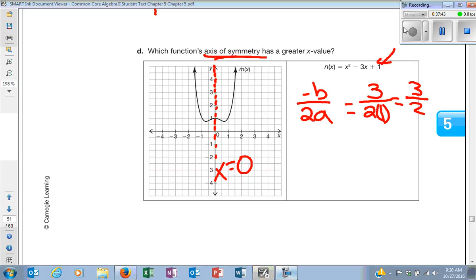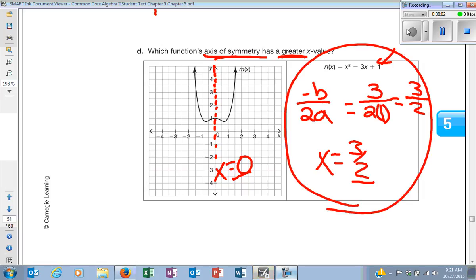So if I compare these two numbers, x equals 3/2, which one is greater? Make sure you always look back at that because they can switch it up. They might say less. So be careful on that. 0 is smaller than 3/2, so this guy has a greater axis of symmetry.